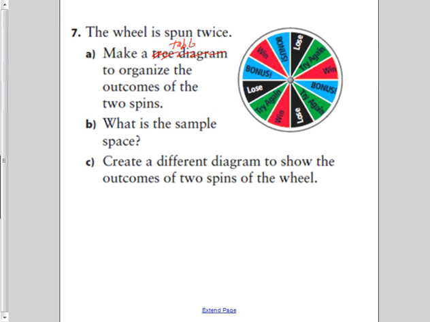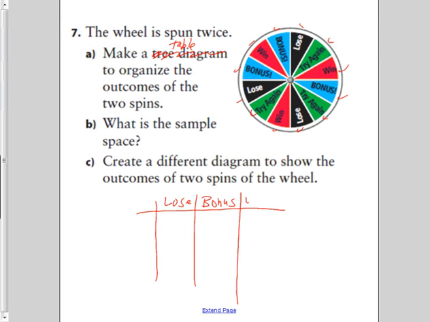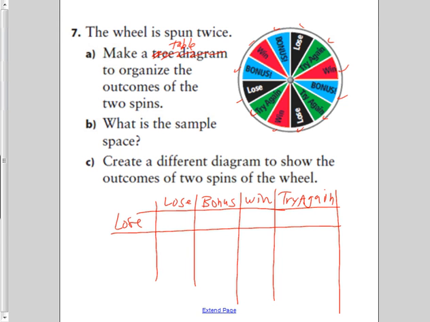A table. So as we can see, we have 3 bonuses, 3 losing, 3 try again, and 3 win. So what we're going to do is we really have an equal chance of spinning a lose, a bonus, a win, and a try again. So we have 4 different things that we can equally spin on this side. And down here, we have those exact same outcomes. Lose, bonus, win, and try again.